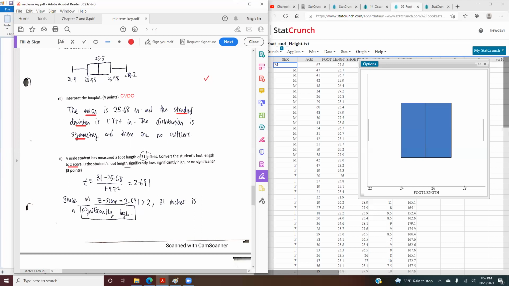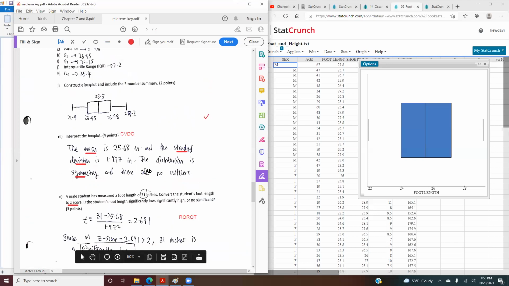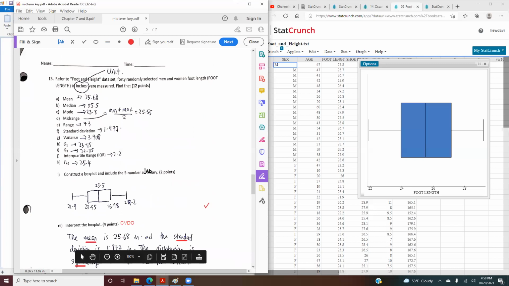Some students did not find the z-score. They used the ROT. You can still do that, but you will lose a point because the z-score is what I want you to find. But you will still get the point here; you didn't lose all the points. The answer is significantly high. So now, what questions do you have for number 13?